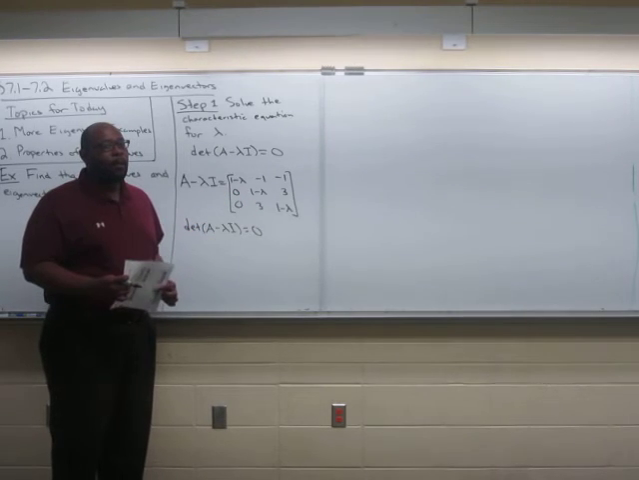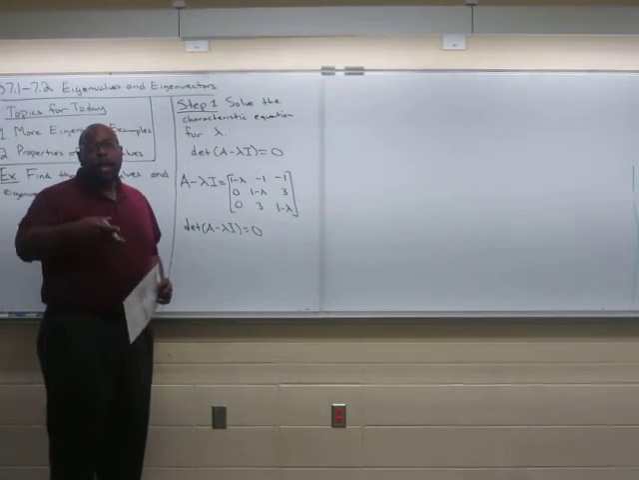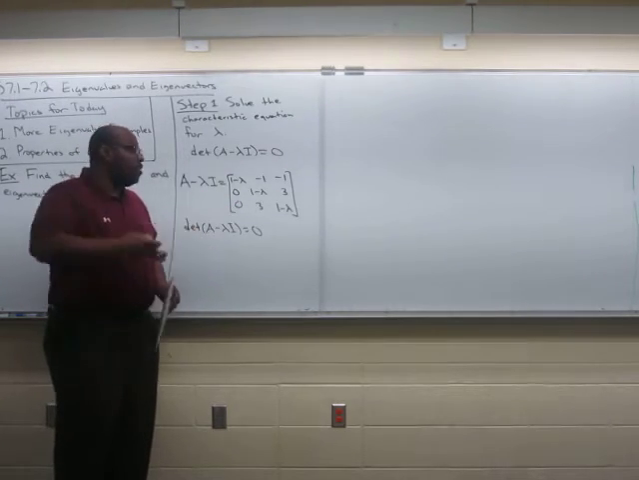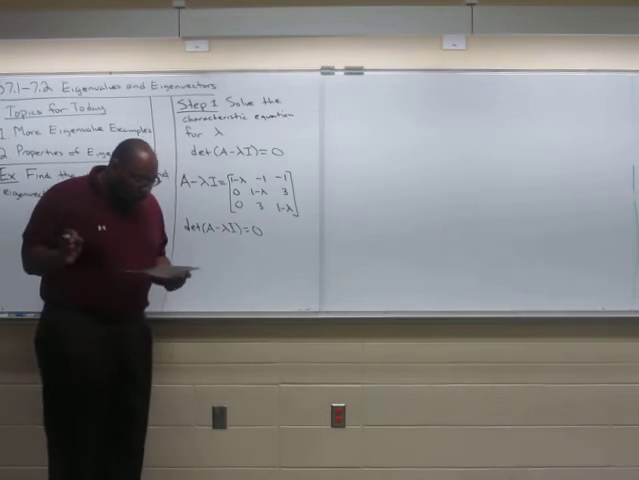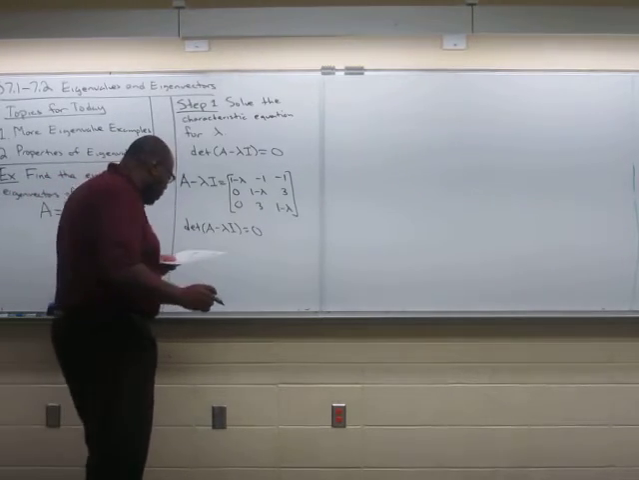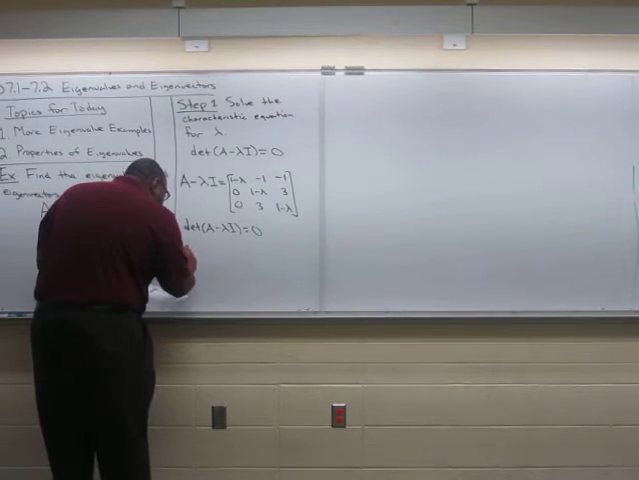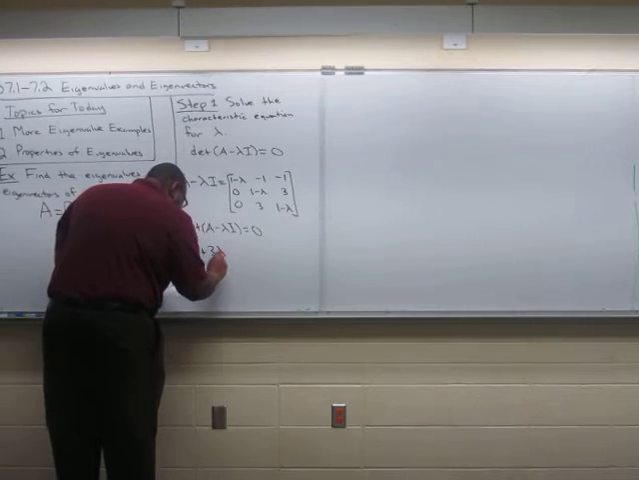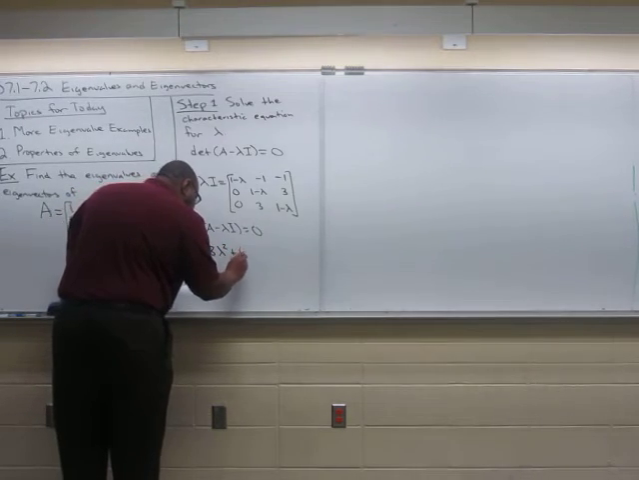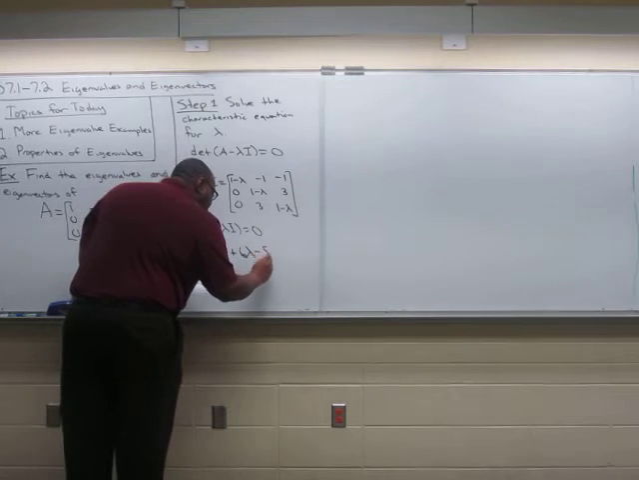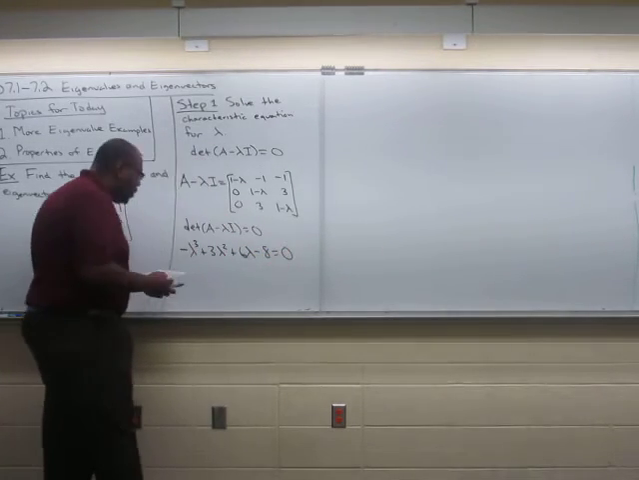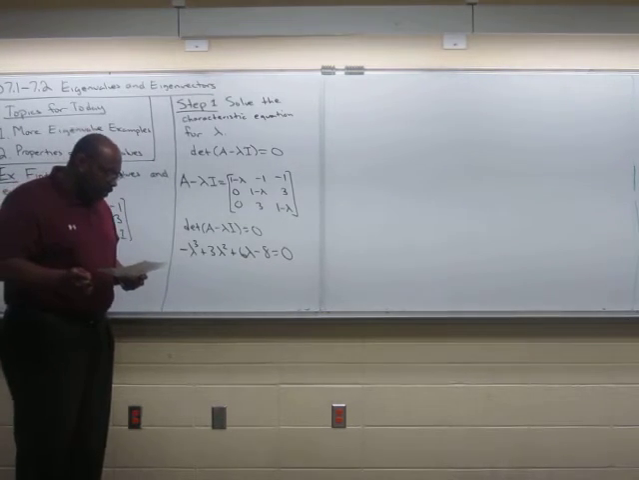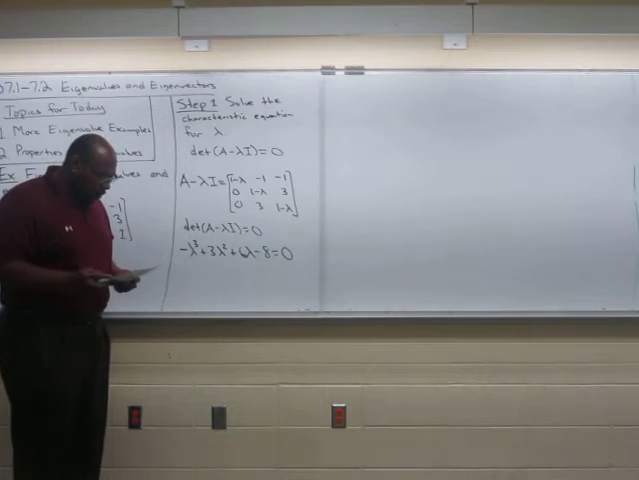If you have a TI-89, or a calculator that you use on your computer or on your cell phone, type in this matrix, find the determinant of this matrix, and set it equal to 0. And what you get when you do this correctly, this is what I have: negative lambda cubed plus 3 lambda squared plus 6 lambda minus 8 is equal to 0.